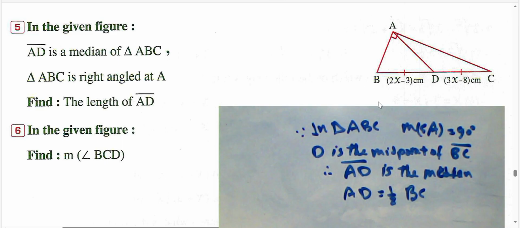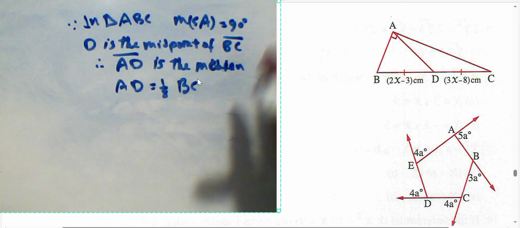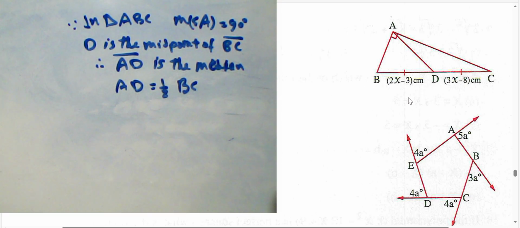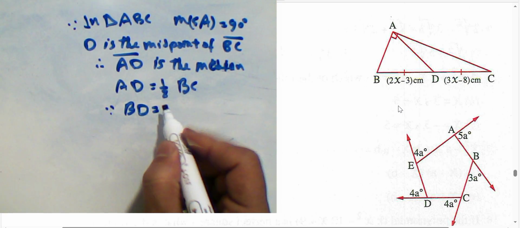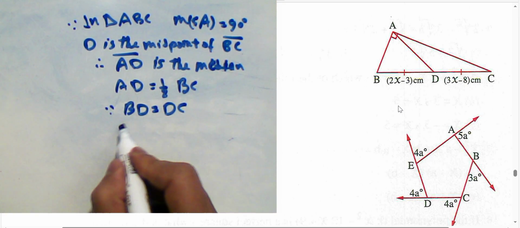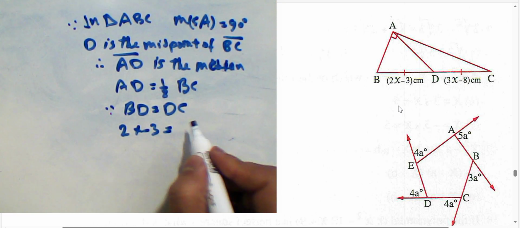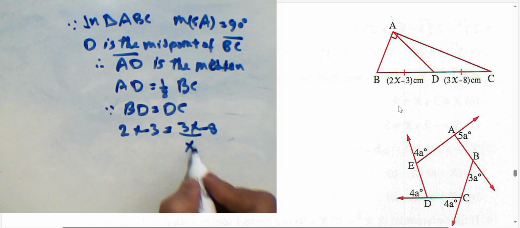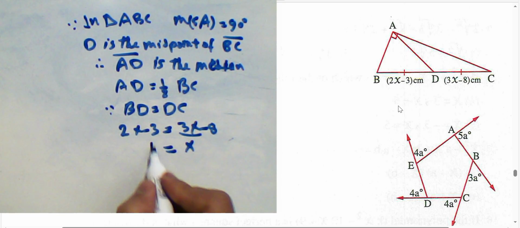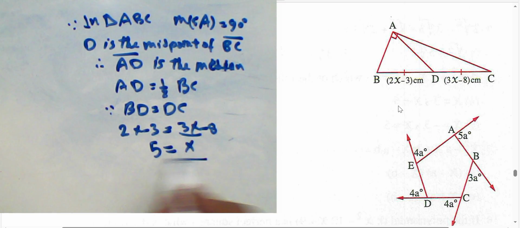Okay. First, we have D is the midpoint. Then BD is equivalent to DC. Then 2x minus 3 is equivalent to 3x minus 8. 3x minus 2x equals x, and 8 minus 3 is 5. Then x equals 5. If x equals 5, you can find the length of BD.